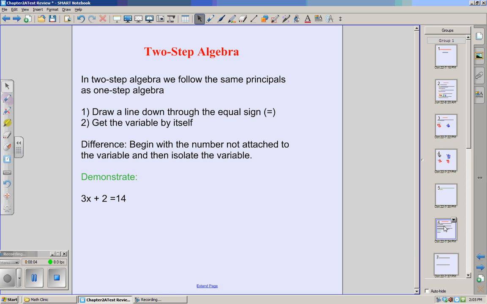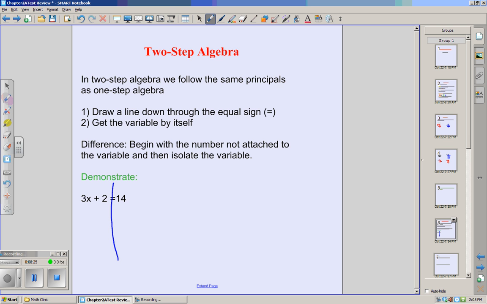All right, let's move on to two-step algebra. Two-step algebra, you follow the same principles as one-step algebra. I again start by drawing my line right down the middle through the equal sign, and again my goal is to get the variable by itself. Let's demonstrate on the first problem.